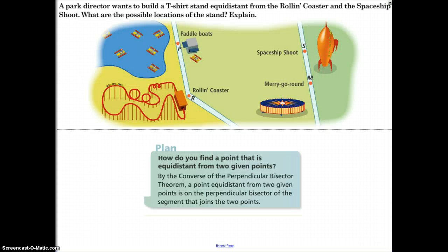Awesome. Here's another perpendicular bisector question. A park director wants to build a t-shirt stand equidistant from the roller coaster and the spaceship chute. What are the possible locations for this stand? And explain this. All right, so here's our plan. How do you find a point that is equidistant from two given points? Well, by the converse of your perpendicular bisector theorem, a point equidistant from two given points is on the perpendicular bisector of the segment that joins those two points.